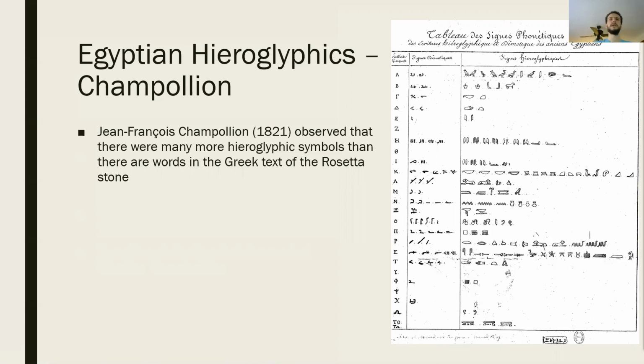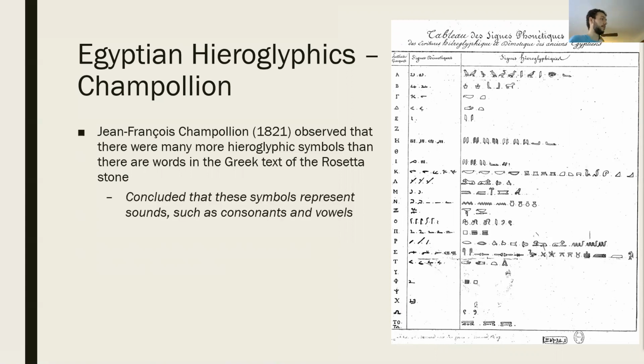So he noticed although these symbols, as I mentioned before, look very ideographic, since there's so many of them and since they repeat so much, that kind of suggests that it would be more like an alphabet instead of a logography. That's why Champollion concluded that these symbols represent sounds such as consonants and vowels.